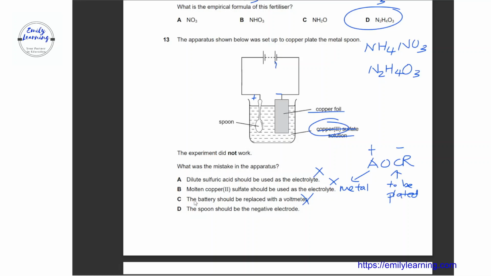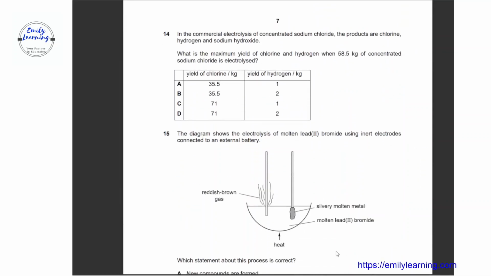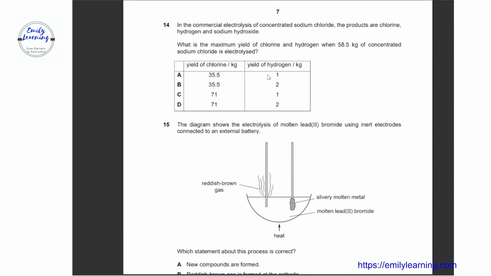Next, the spoon should be the negative electrode. Yes, the spoon should be the cathode, which is the negative electrode. So the answer is D. So for question 13, the answer is D. Next, let's go on to question 14.